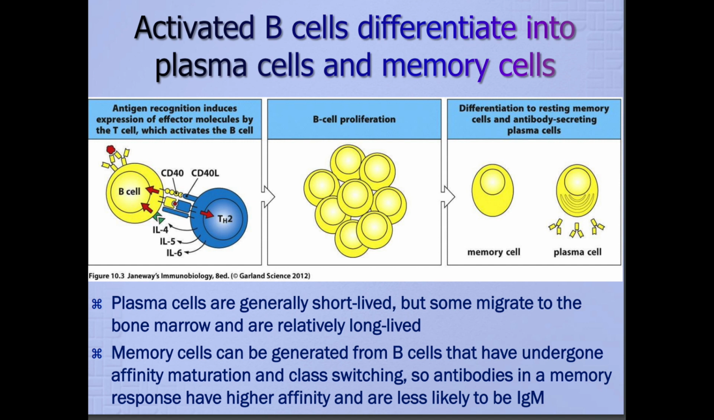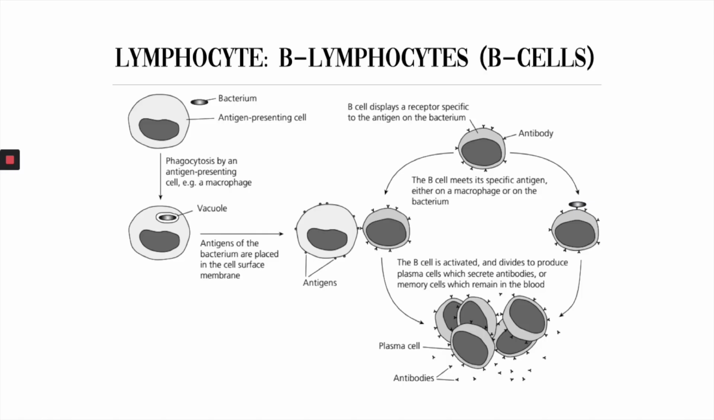Memory B cells store the information on which specific antibodies are needed to tackle specific antigens. They then divide into plasma cells, which have thousands of antibodies that combine to the antigen. So now let us see how B lymphocytes work.